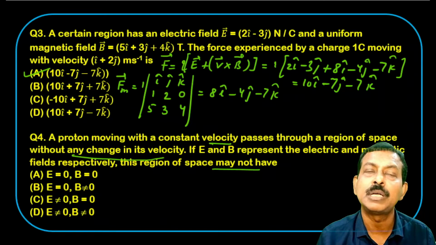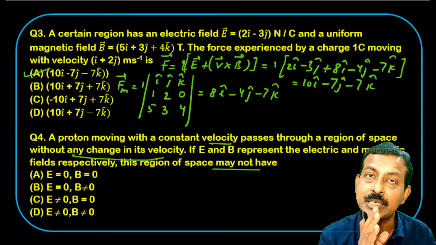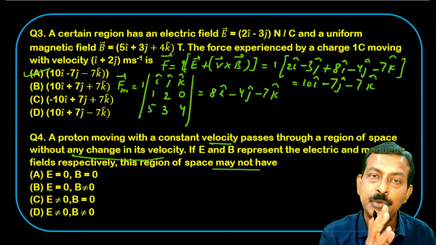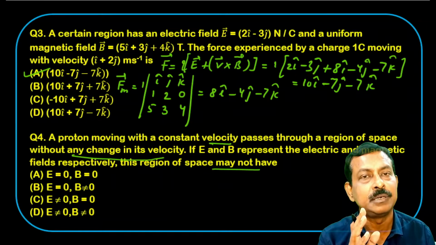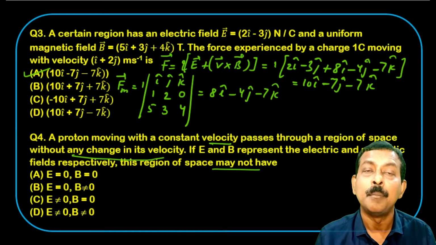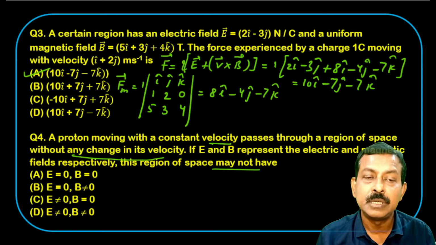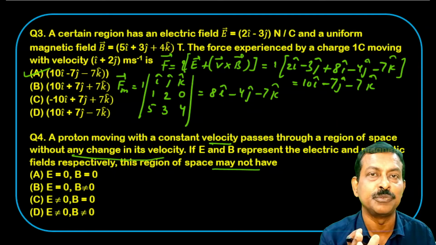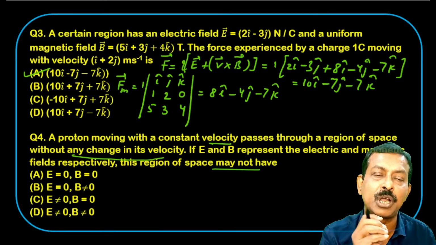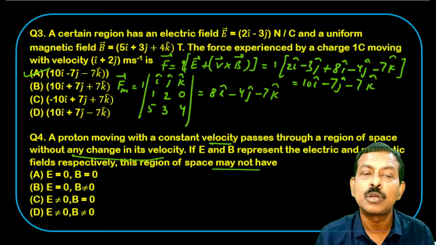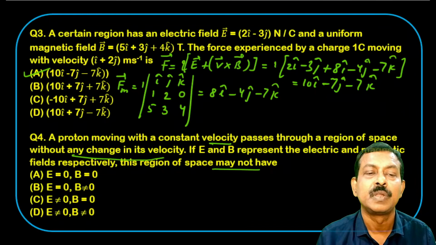E is not 0, but B is 0. E is not 0, that means electric field is acting there. B is 0, so there will be no force experienced by the charged particle due to magnetic field. But electric field is acting. If electric field is acting there, definitely no matter in which direction it is moving, it will definitely have its velocity affected. So in that particular case, it cannot move with constant speed. So that means this is the correct one.